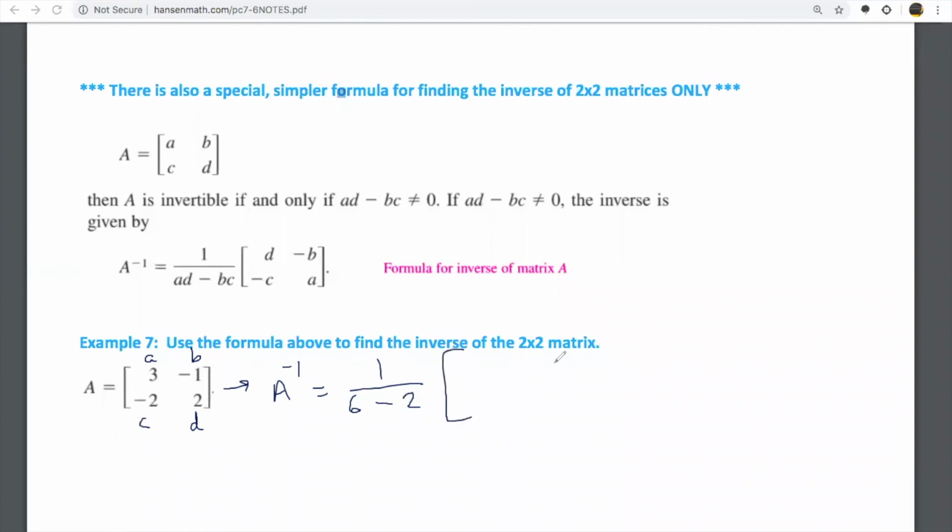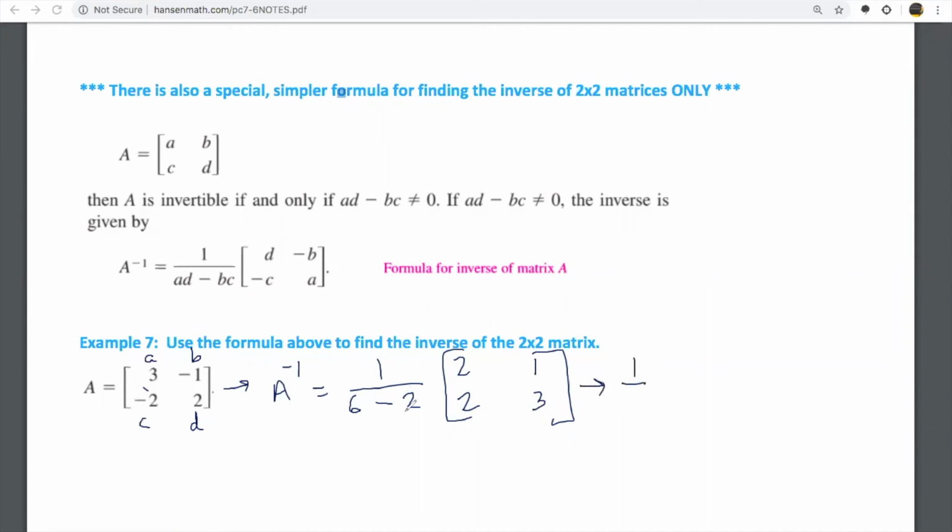And we multiply that by the elements. D now goes in the upper left, or row 1, column 1. So that is 2. This spot here is the opposite of B. So instead of negative 1, it's positive 1. This spot here in row 2, column 1 is the opposite of C, which would be positive 2. And in this lower right corner, row 2, column 2, we have A, which was 3. All right, now all there is to do is simplify.